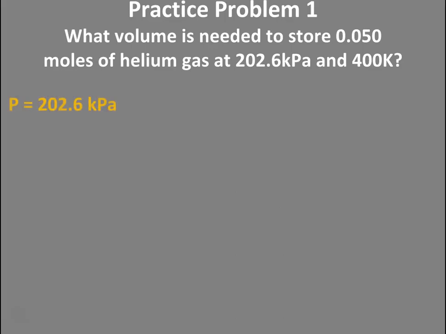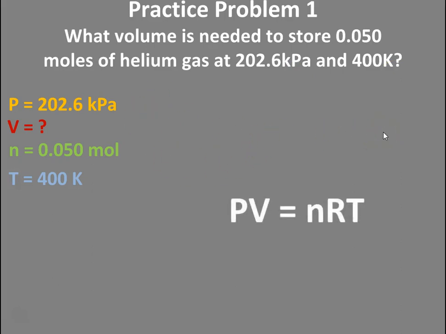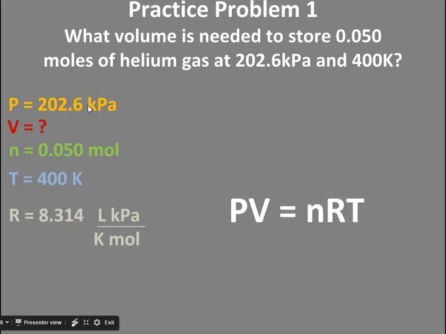Alright, so when you're reading this, you can see that the pressure is 202.6 kilopascals. The volume is what we're trying to solve for. The moles is, what is it? Oh, here it is, 0.050 moles, and the temperature is 400 K. So we only have one version of each of these, unlike the combined where we were given a second set of these numbers. So because we're only given one set, we know it's PV equals nRT. That means we need to know the R. We're working in kilopascals, so we're going to choose the 8.314 R value.